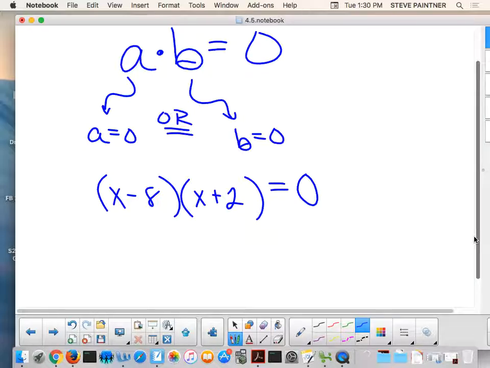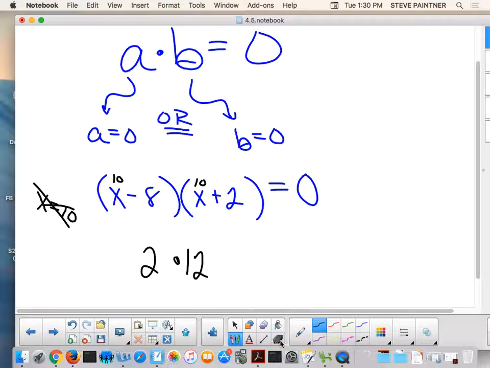I'm looking for an answer, a solution to this equation. Nobody's talking. Okay, I'll throw a number at you. Let's put a 10 in. What's 10 minus 8? 2 times 10 plus 2. Is 2 times 12 0? No. That's not the answer. I was kidding around.